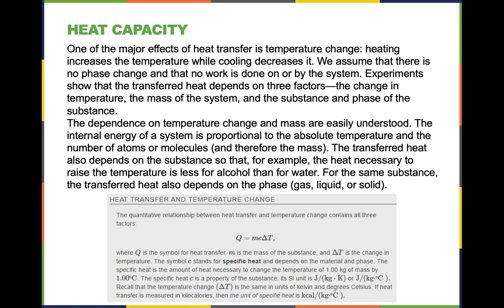So your specific heat is going to be different if you have a solid, liquid, or gas, and also it depends on what material you're using. So if you have water, H2O, if you have a solid, which is ice cubes or something like that, that'll be different from the liquid form of it and from the gas form of it.